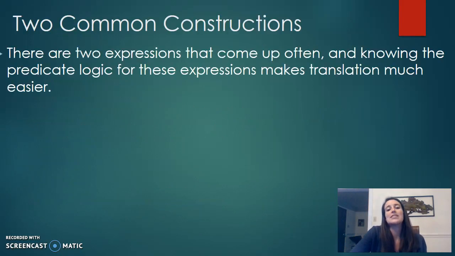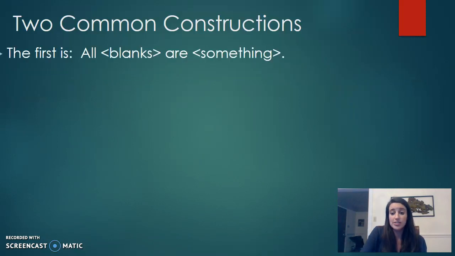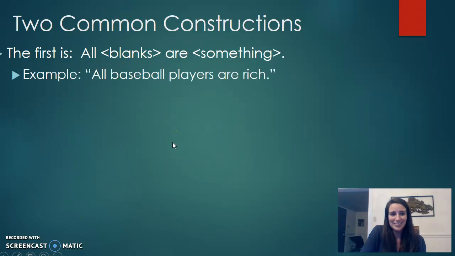There are two expressions that come up a lot when we are translating English statements to logic, and knowing the predicate logic for these expressions makes that translation much easier. So the first is a sentence of the form, all blanks are something. So for example, all baseball players are rich.